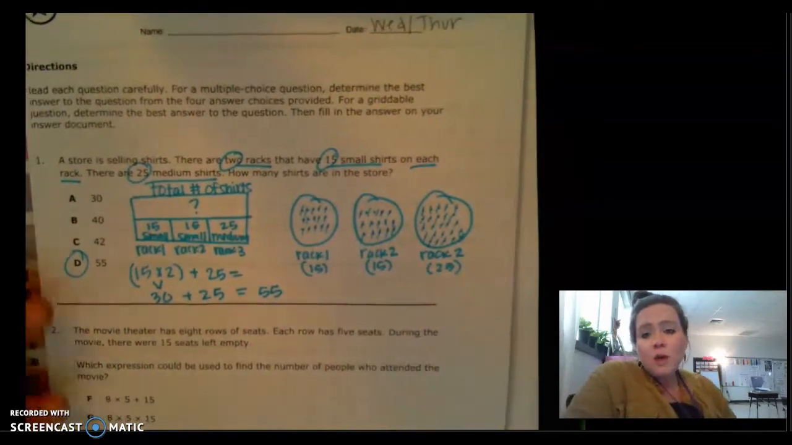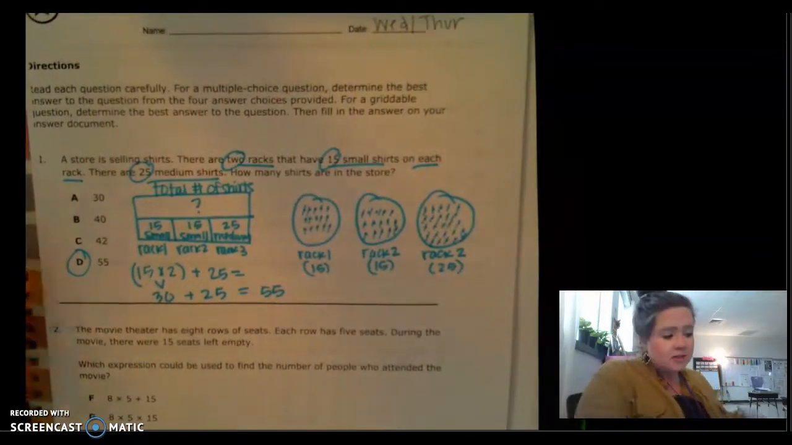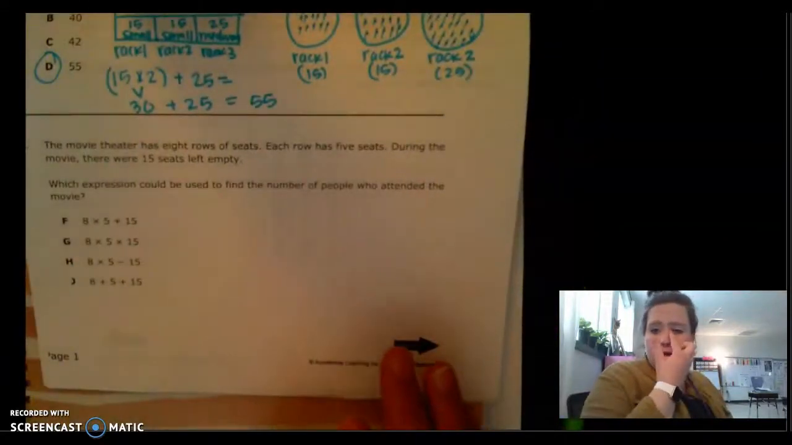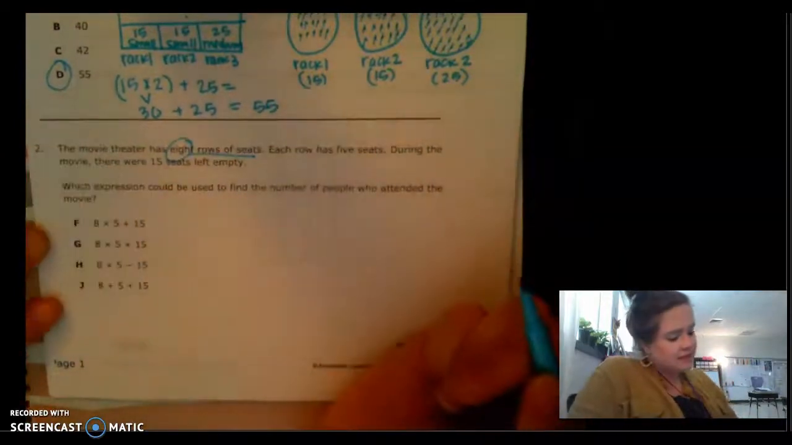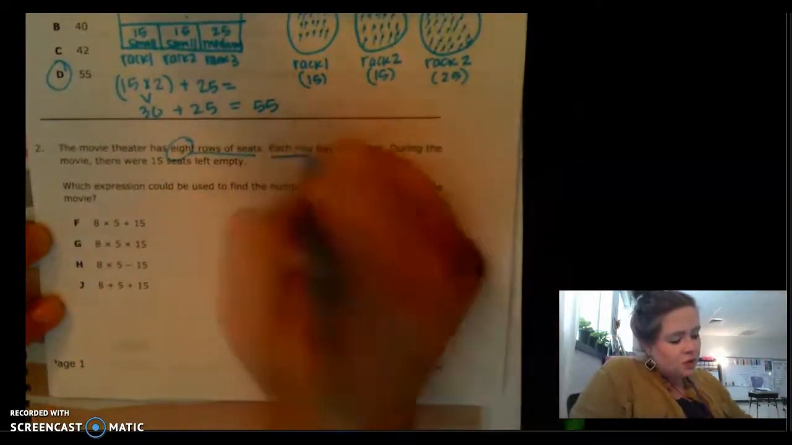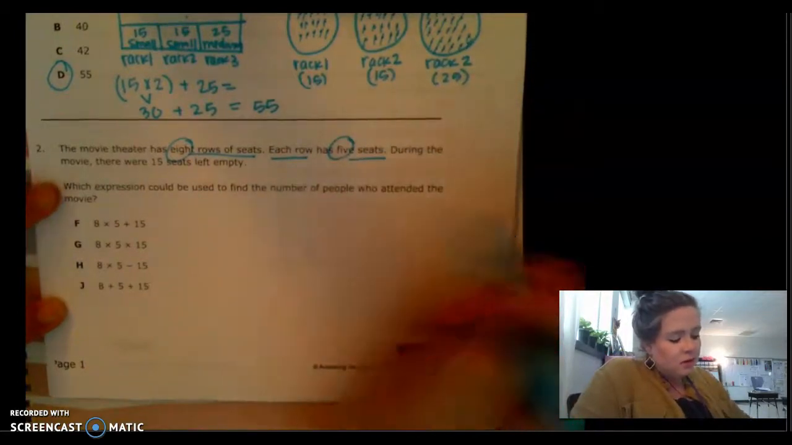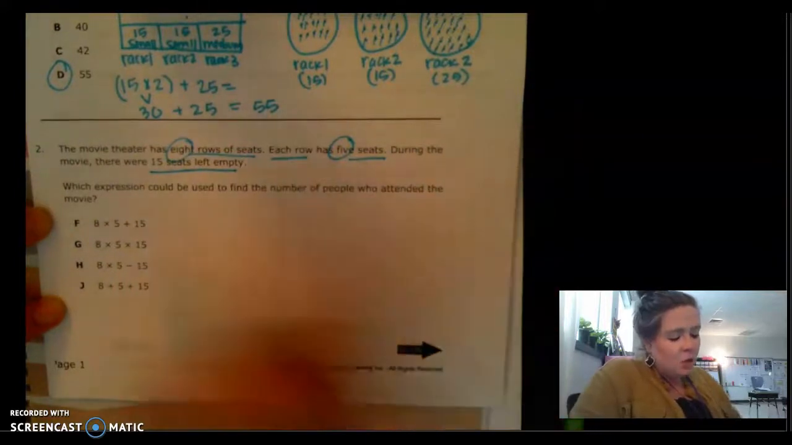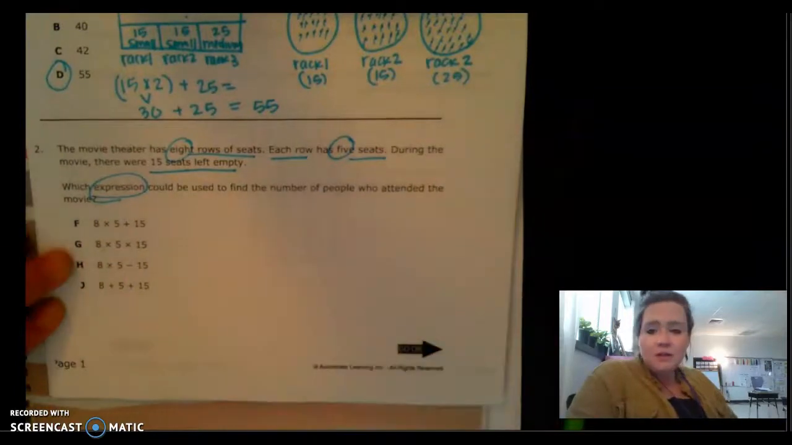There's lots of different ways to go about solving these problems. And there's not one correct way to solve these, all right? A movie theater has 8 rows of seats. Each row has 5 seats. During the movie, there were 15 seats left empty. Which expression could be used to find the number of people who attended the movie?